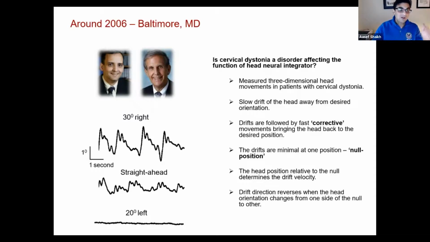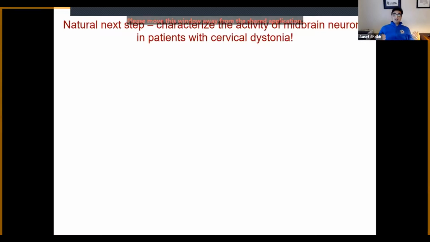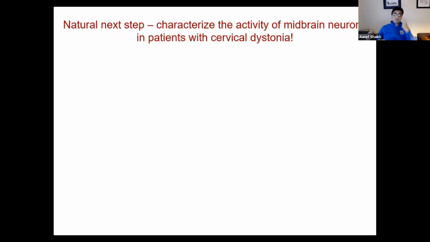So now it was getting more popularity over five years. But at the same time, I wanted to get into more details of it. So what was the natural next step? It was to characterize the activity of the midbrain neurons in patients with cervical dystonia. Of course, we don't go with an electrode into the midbrain of patients with cervical dystonia in today's age. So that was not the case.